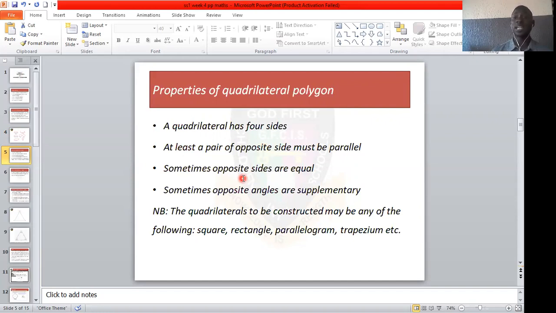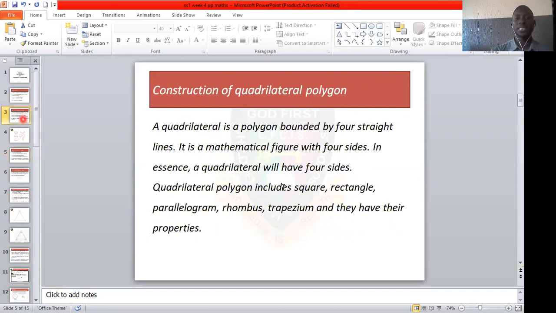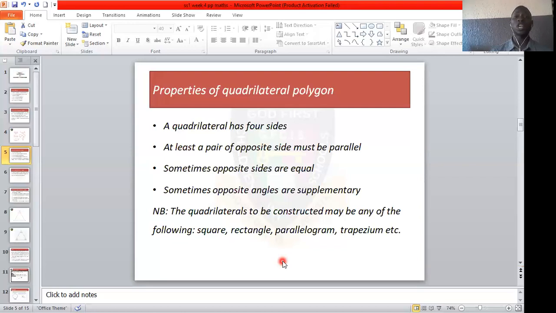They are all types of quadrilateral, as said earlier. Quadrilateral polygons include square, rectangle, parallelogram, rhombus, trapezium. So you just follow the properties depending on the figures given or the parameters given. Then you know the type of quadrilateral you are constructing. So we'll go to the next thing.